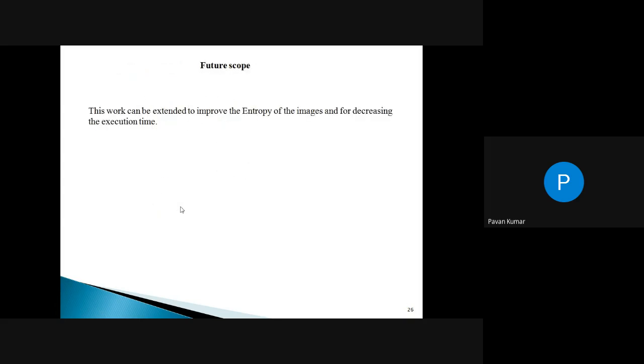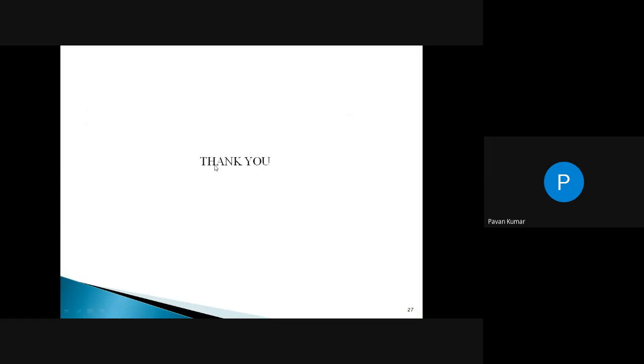Okay, so as future scope of this work, we can improve the entropy also. Entropy of the image is a measure of the degree of randomness in the image. It indicates how much loss has happened in the input image. So we can also increase that entropy in future work. So this is about my presentation for today. Thank you.